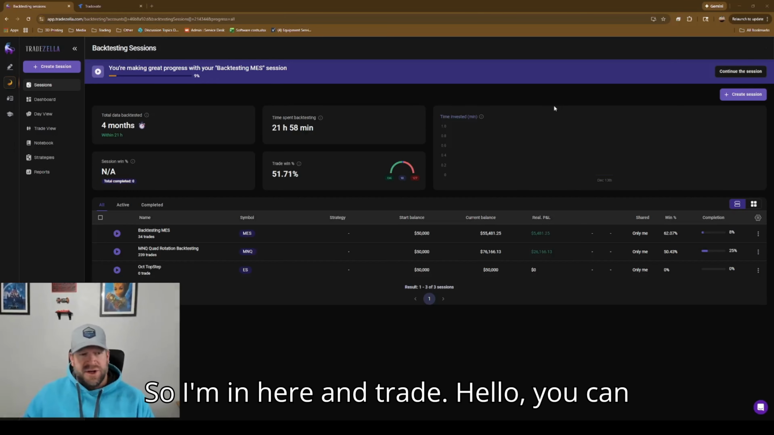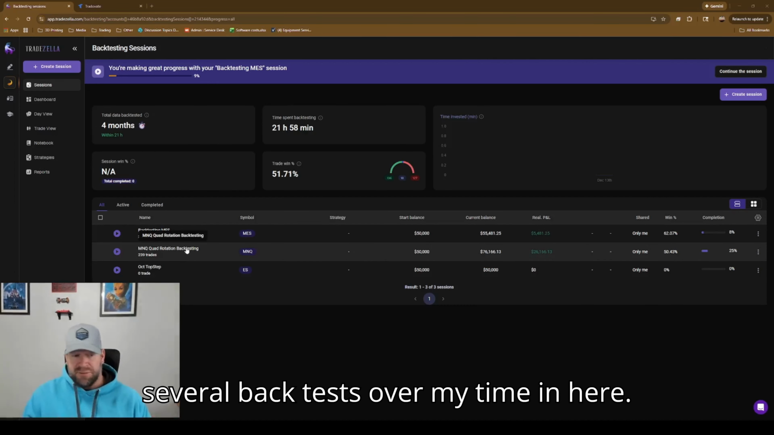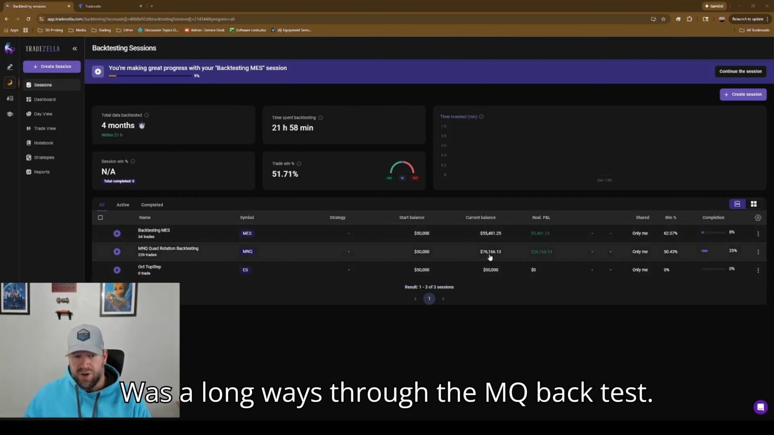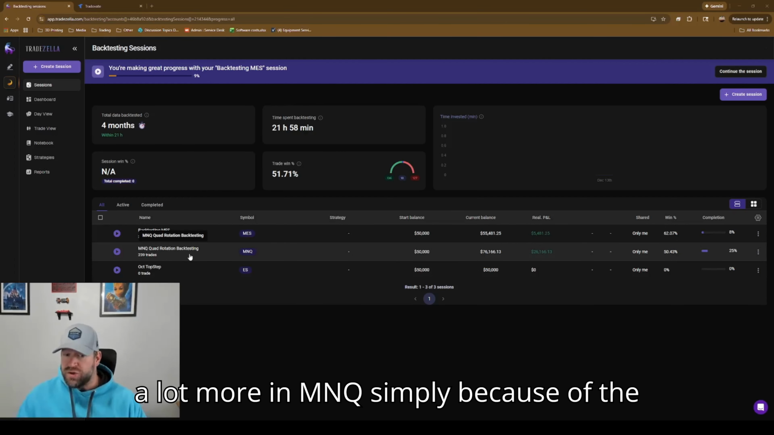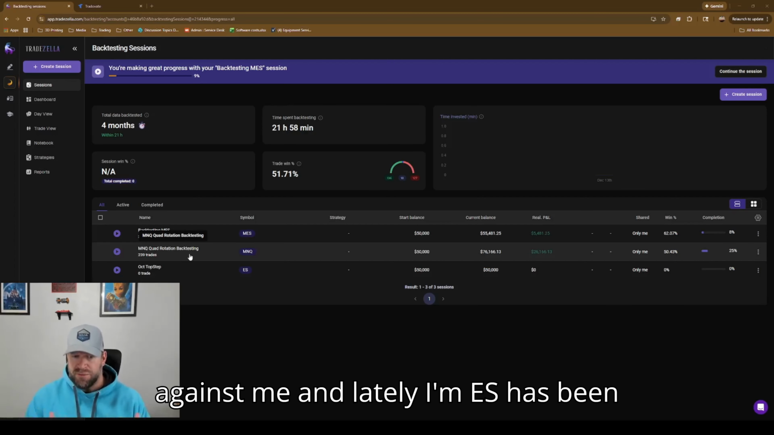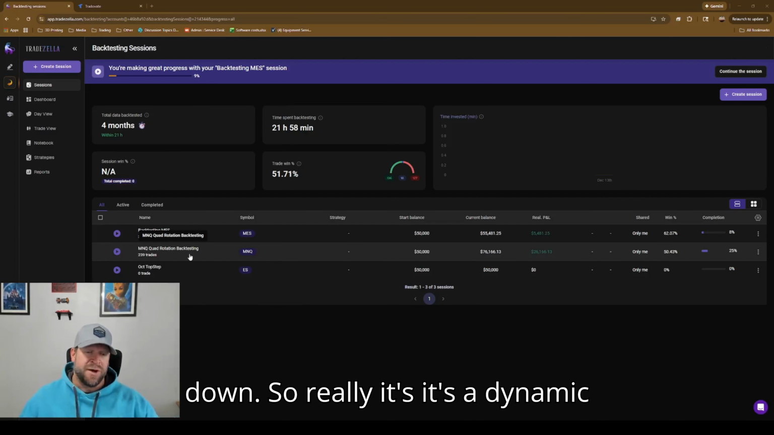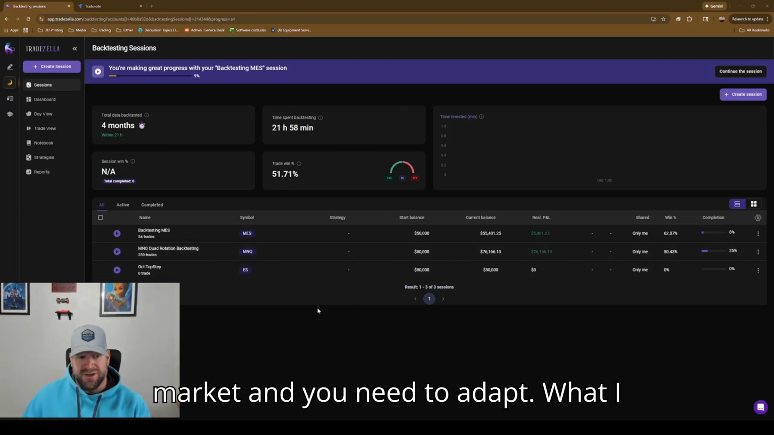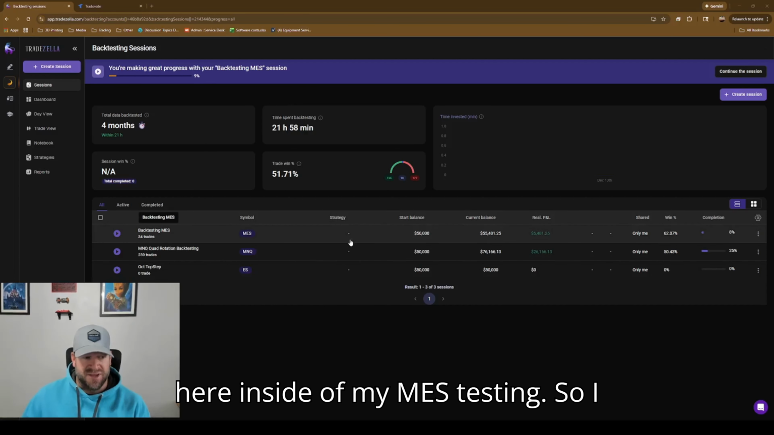So I'm in here in TradeZella. You can see that I've actually been running several backtests over my time in here. Was a long ways through the MNQ backtest. Realized that my emotions come into play a lot more in MNQ simply because of the volatility. I don't love when it pulls against me, and lately MES has been doing that ever since the government shutdown. So really, it's a dynamic market, and you need to adapt. What I wanted to do is get back to the basics here inside of my MES testing.